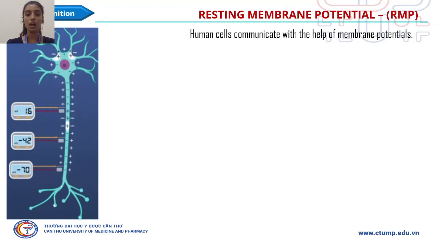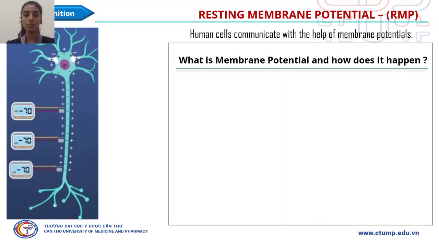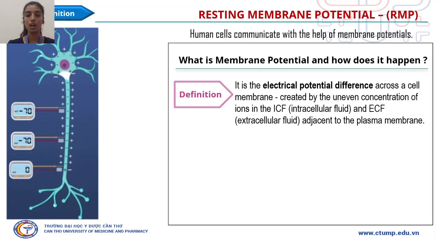Do you ever wonder how our cells communicate? Human cells communicate with the help of membrane potential. That is, by electric impulse, our cells coordinate with each other. The resting membrane potential, abbreviated RMP, is the potential difference between the inside and outside of the cell membrane.